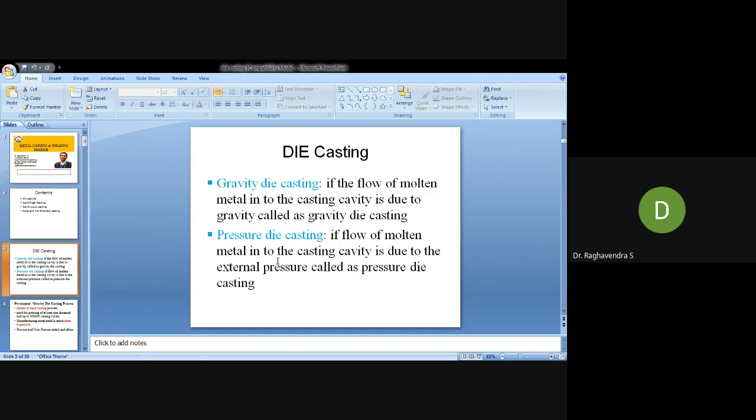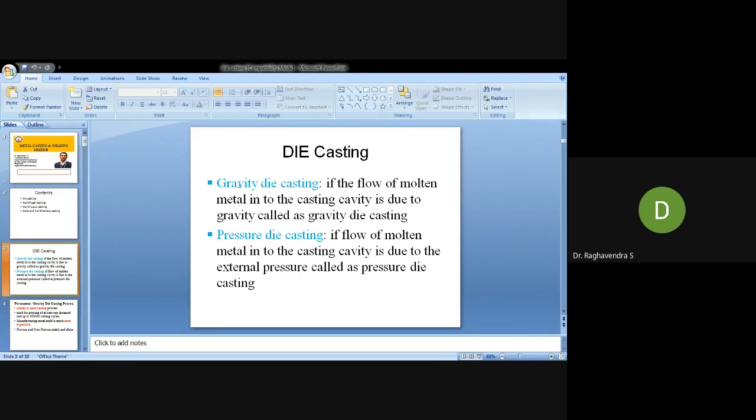And one more thing you have to remember: pressure die casting is nothing but the molten metal being supplied by external pressure. There will be something like a pressure pump. It will push the molten metal and it will pour into the die. That is the meaning of these things.